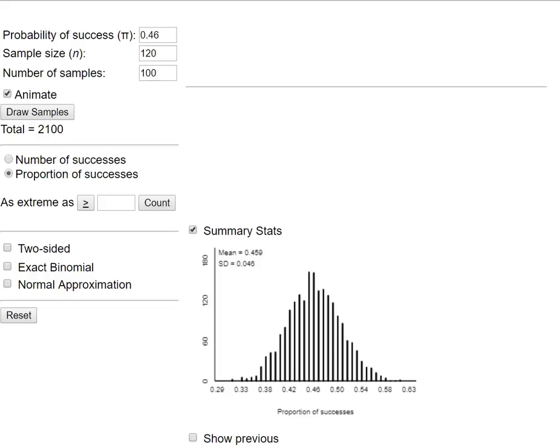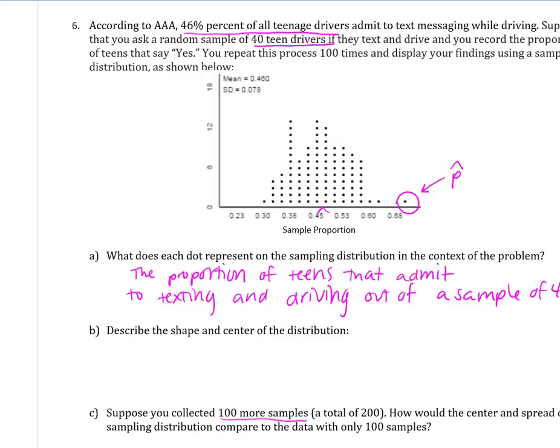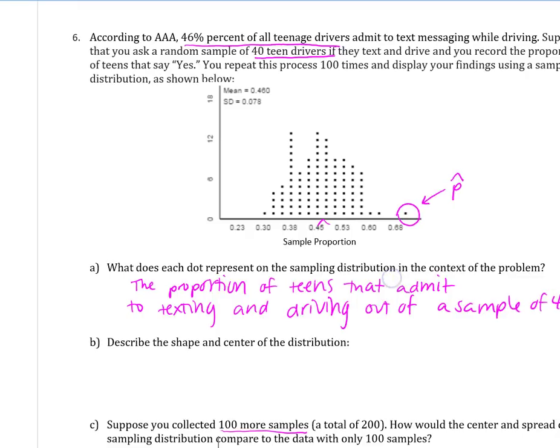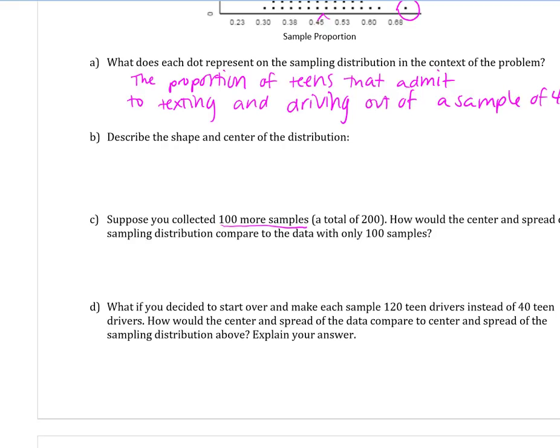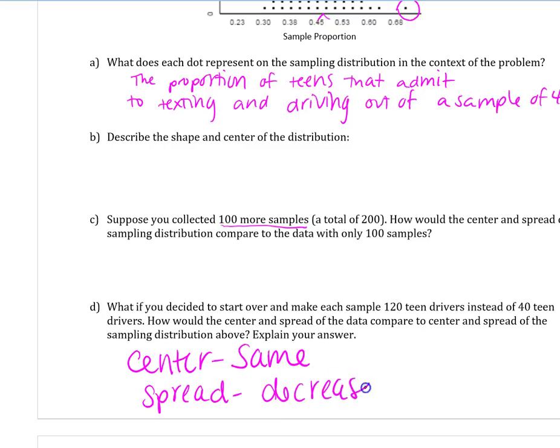So let me pull back up the notes quickly here. Okay, so what if you started over? How would the center and spread of the sample compare? The center would be the same, roughly, and our spread would decrease. And that's because as sample size increases, standard deviation and therefore spread decreases.